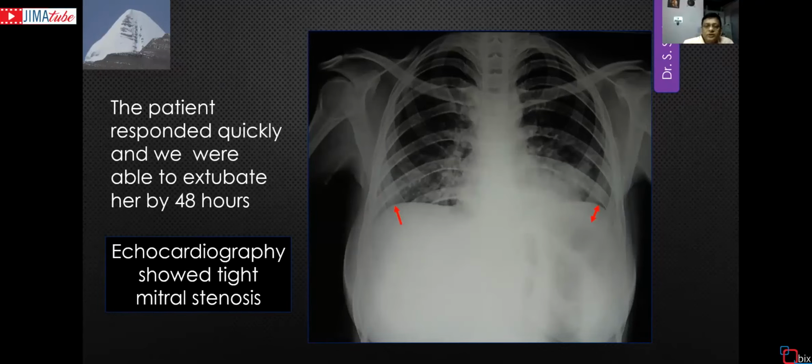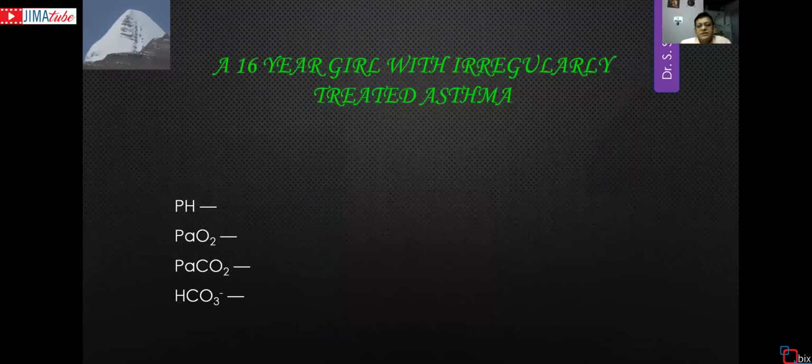Do not know actually. A 16-year girl with irregularly treated asthma. In case of asthma, what we are expecting is that the patient will hyperventilate. And as a result, we are expecting respiratory alkalosis and the carbon dioxide level should be low. Even a normal carbon dioxide level in case of asthma is a danger sign.